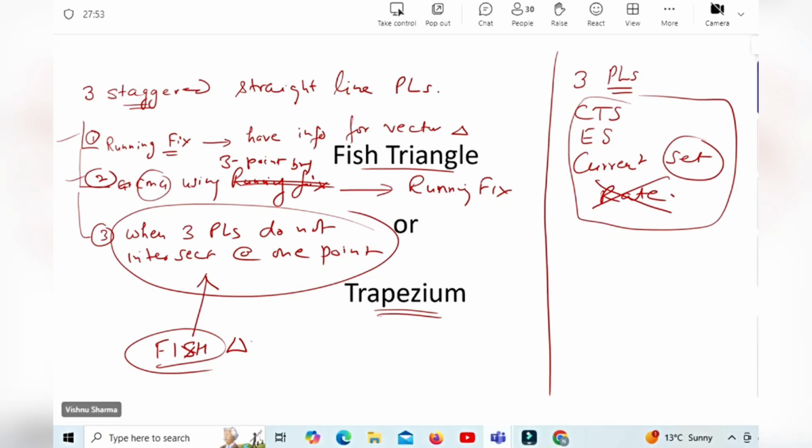And so these PLs do not intersect at one point. Now that means you may have all the 3 PLs from different lights. You may have 2 from one light, third one from another one, or you may have first one from somewhere else, second and third from the same light. There can be any combination. So it doesn't matter whether all 3 are from different lighthouses or 2 are from one and 1 is from another one. As long as they're not intersecting, I can't deploy 3-point bearing. Any questions on what I've said, guys?